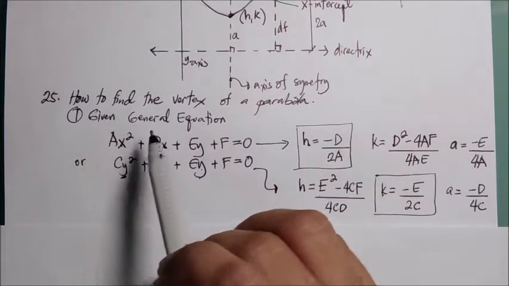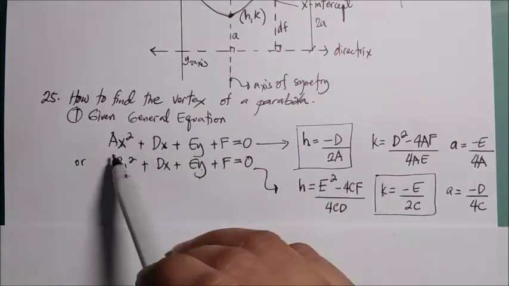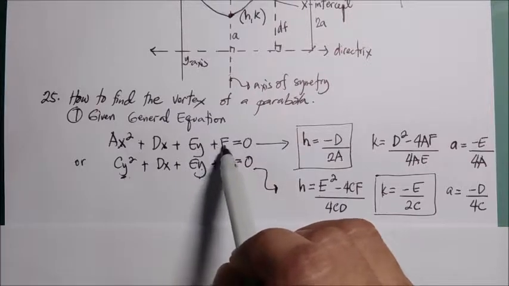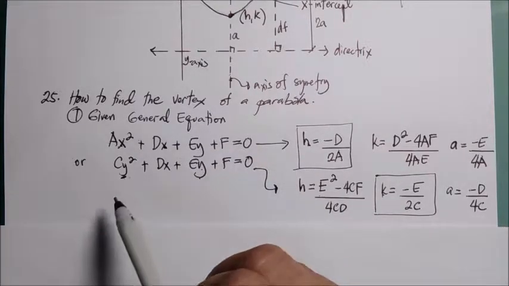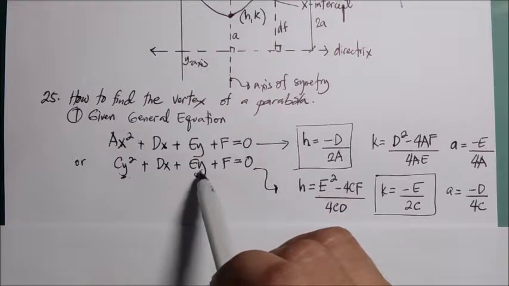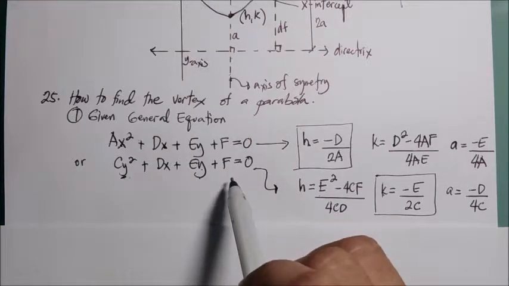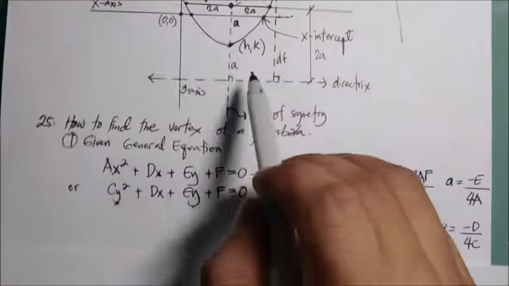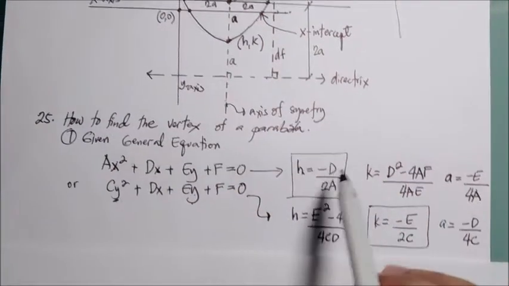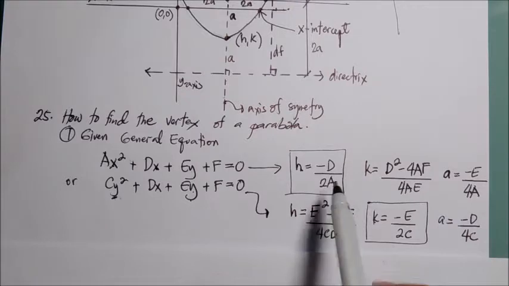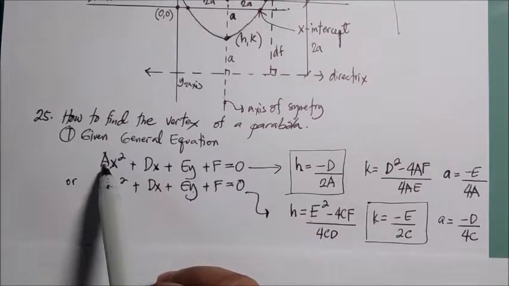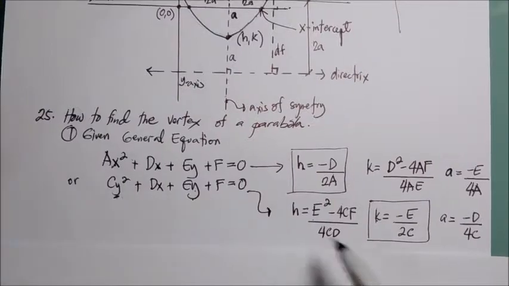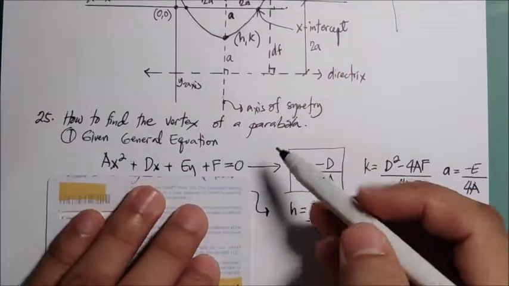Firstly, given the general equation of the parabola, ax squared plus dx plus ey plus f equals 0, or in terms of y squared, cy squared plus dx plus ey plus f equals 0. If given the general equation of the parabola, we can find the vertex through an equation. Since the vertex is (h, k), h is equal to negative d over 2a.